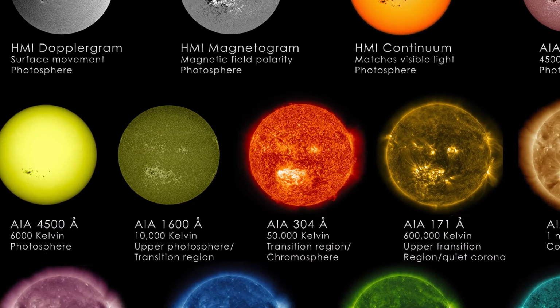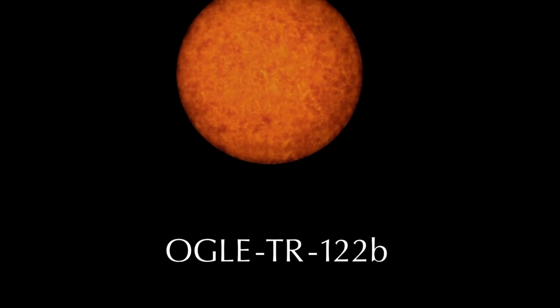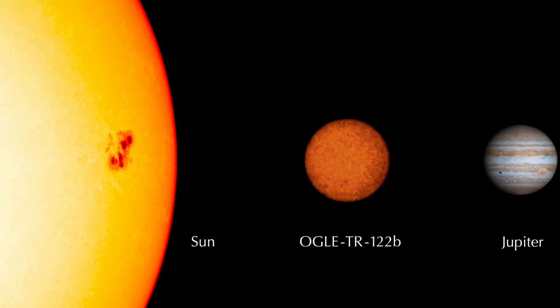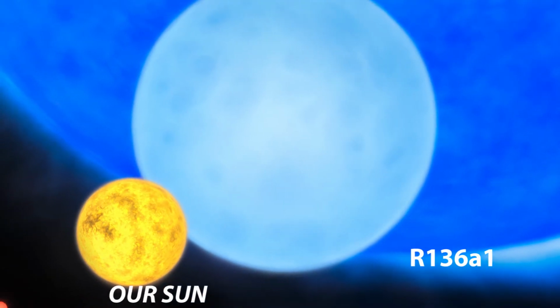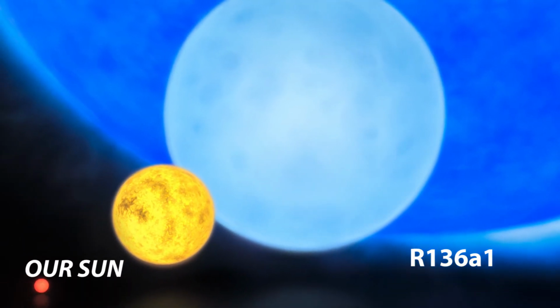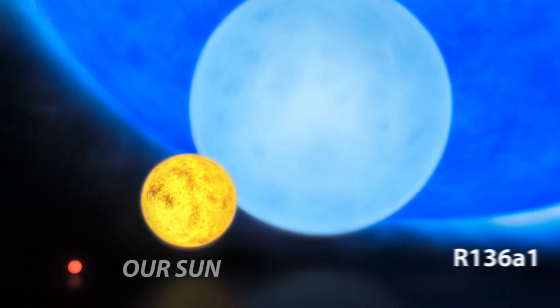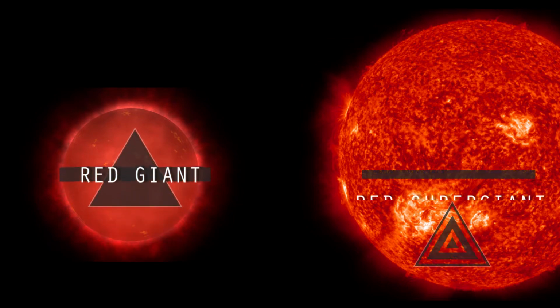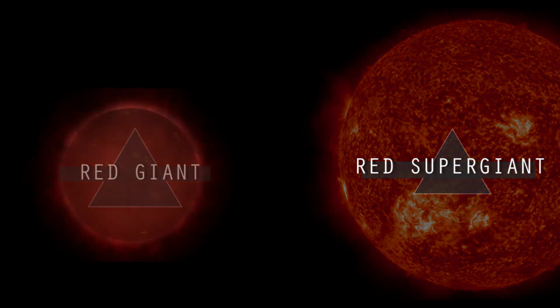The size of these stars can range massively, from OGLE TR122b, which is about 12% of the size of our Sun, to R136A1, which is 265 times the mass of our Sun. After a main sequence star has run out of fuel, it will either become a red giant or a red supergiant depending on its size.